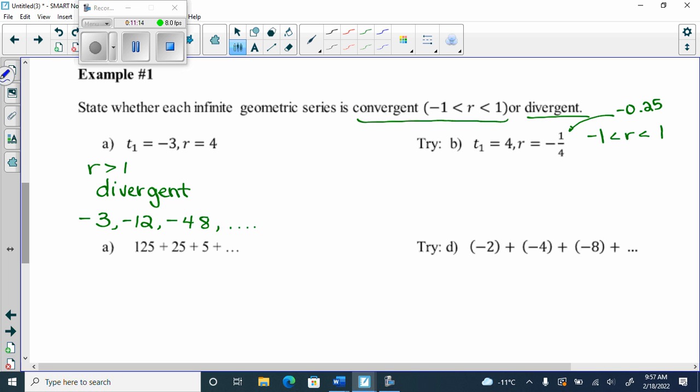No. If r is 1, it's not changing because you're just multiplying by 1. So then it wouldn't be geometric because it would be like 4 times 1, 4, 4, 4, 4, 4. And if it's negative 1, it's not geometric either. It could be 4, negative 4, 4, negative 4, 4, negative 4. Okay? So this one here is convergent.